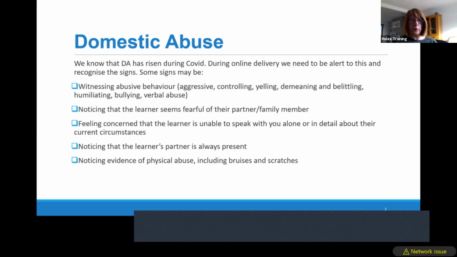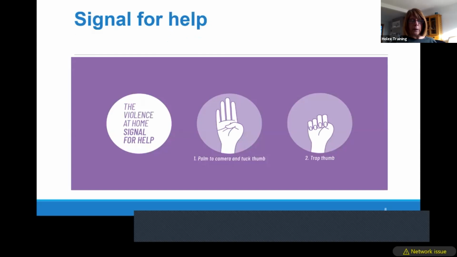We personally had a concern raised about a young apprentice who was isolating with her boyfriend, and she had a bruise on her face, and her manager noticed and contacted her. She said that the bruise was due to falling in the middle of the night and hitting her face on the dressing table, but we didn't really believe her, and it turned out she disclosed to us that he had punched her in the face, and we were able to get other professionals involved and get her back with her mum and safe again. So this is a signal for help that you could use.